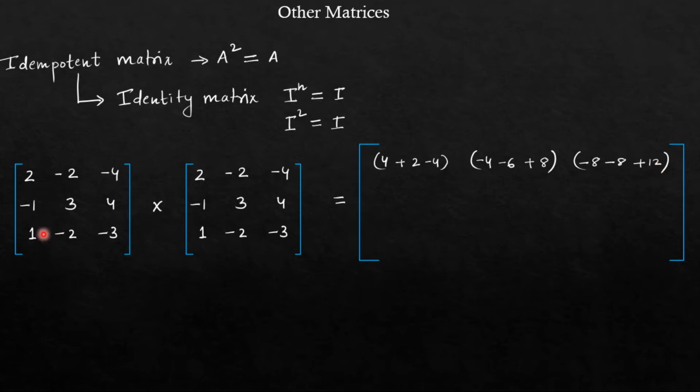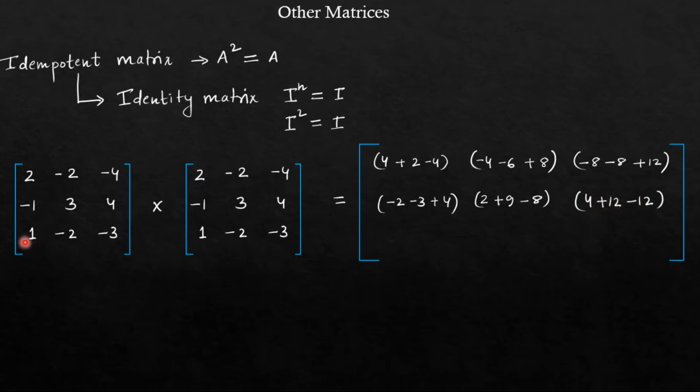Okay. Now second row with first column, what you will get? -2 -3 plus 4. How? -1 into 2 is -2, 3 into -1 is -3, 4 into 1 is 4. Now second row, second column, you will get 2 plus 9 minus 8. How? -1 into -2, you will get 2, 3 into 3 is 9, 4 into -2, you will get -8. In the same way, second row with third column, you will get plus 4, 12, minus 12.